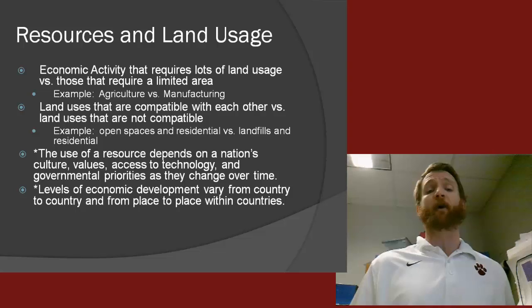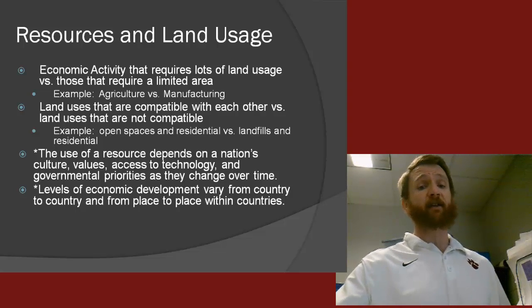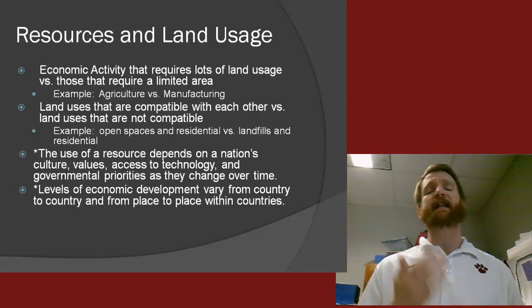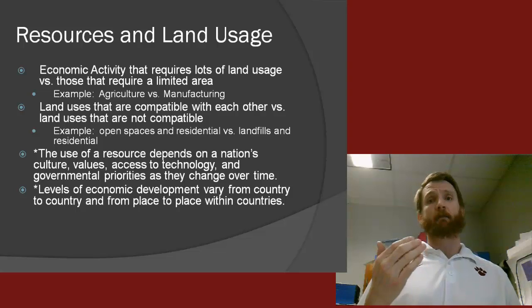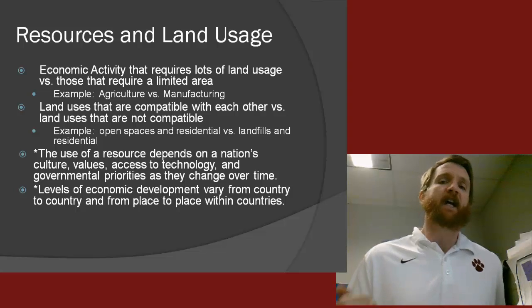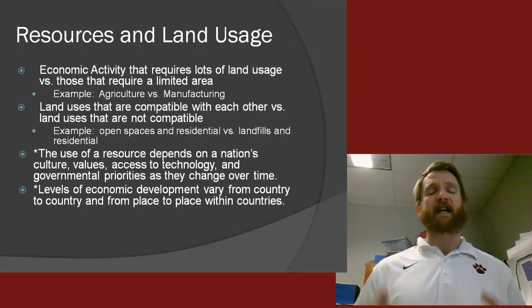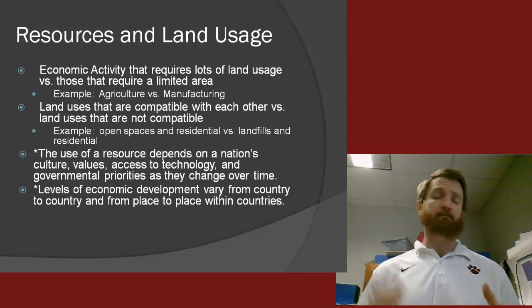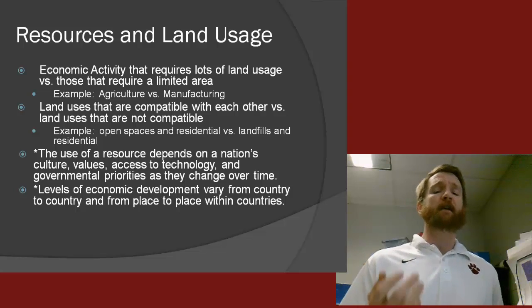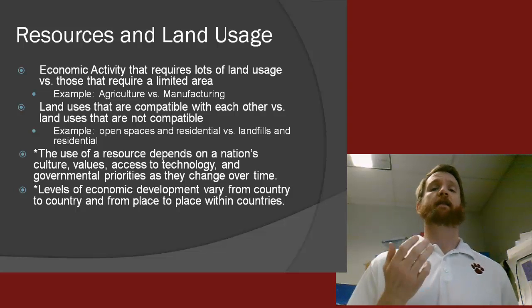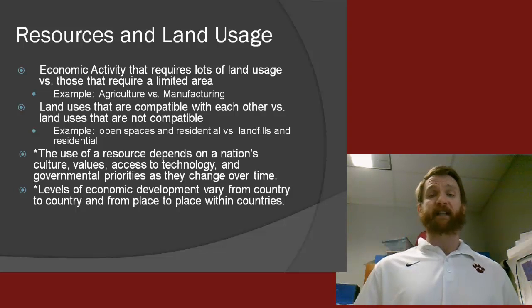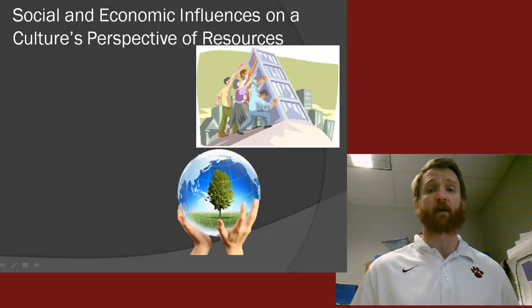Now, sometimes priorities change over time. And often levels of economic development, as we all know, vary from country to country, but even within a country, economic development can vary. China is an excellent example of this. The eastern portion of China is very highly developed. Their cities are as modern or as nice as anything in the United States. But their rural areas are often much less developed than their urban areas. And so economic development can vary from place to place. And that's largely to do with the resources that are available.